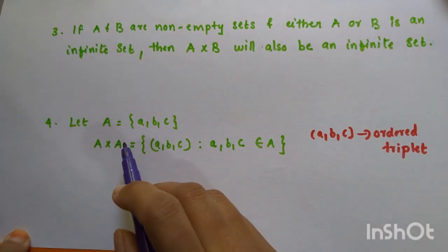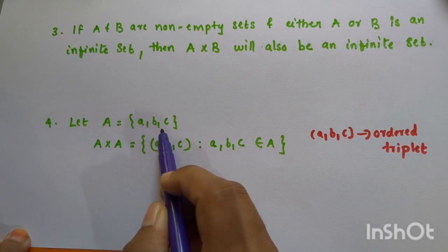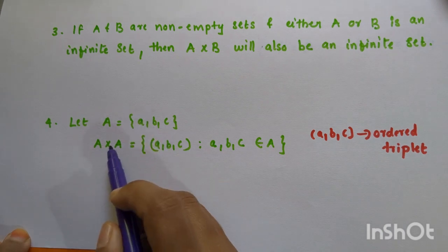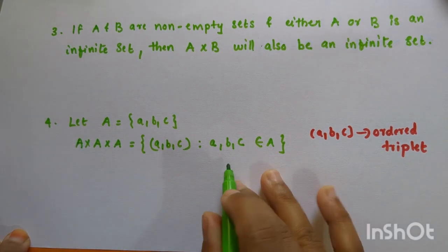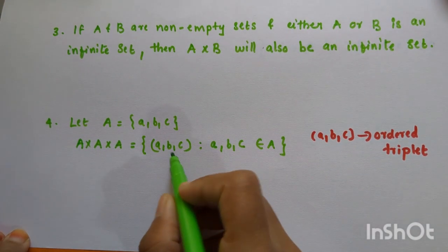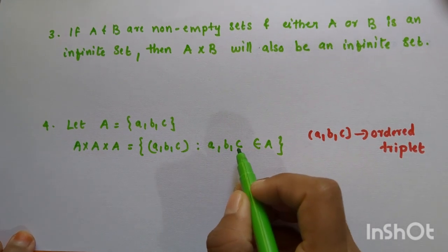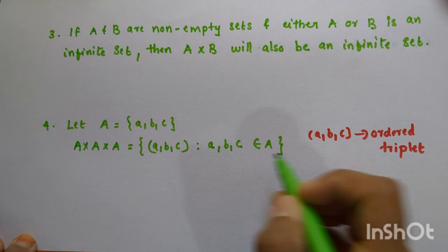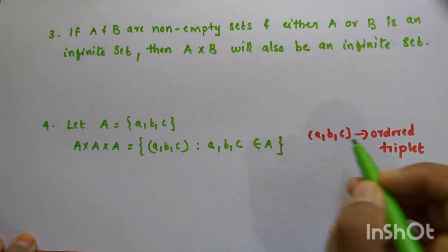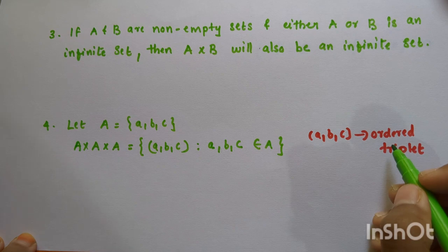Now let us discuss another one. Let A be the set {a, b, c}. Then A cross A is the set of (a, b, c) such that a, b, c belong to the set A. Here, this (a, b, c) is called an ordered triplet. Let us see one example.